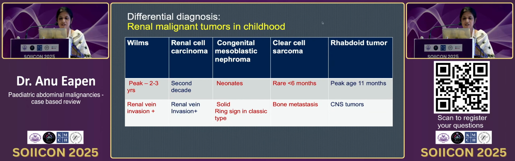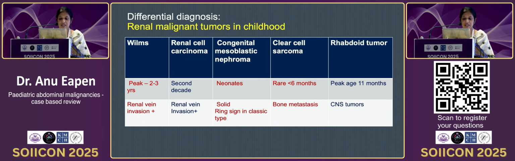neuroblastoma. Now the differential diagnosis for a renal mass in early childhood. So Wilms tumor is the commonest, as I said. So peak age is 2 to 3 years. Renal vein invasion is an important feature of Wilms tumor. Now the other tumor which can invade the renal vein is the renal cell carcinoma, but this in children occurs in the second decade of life.